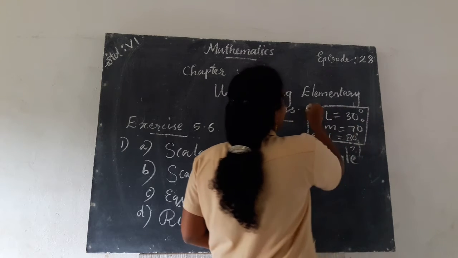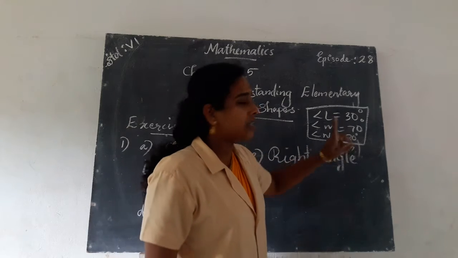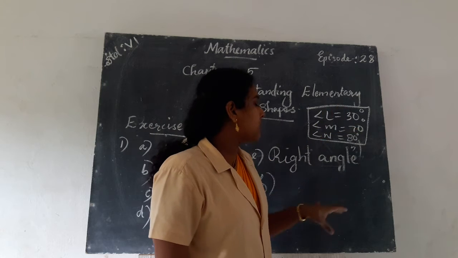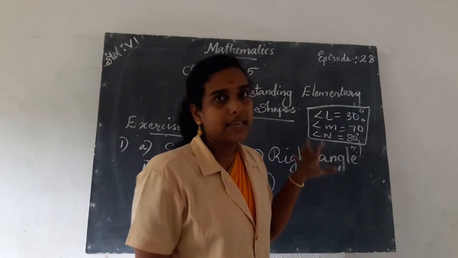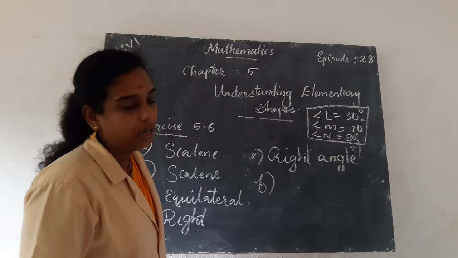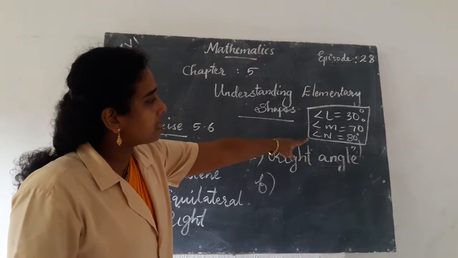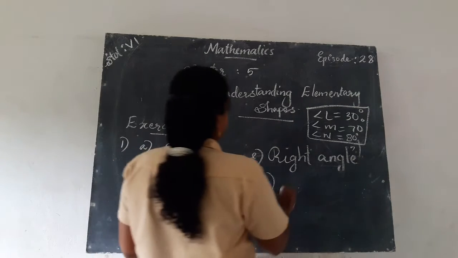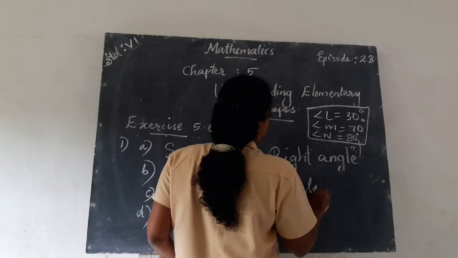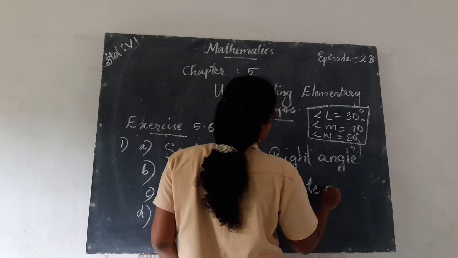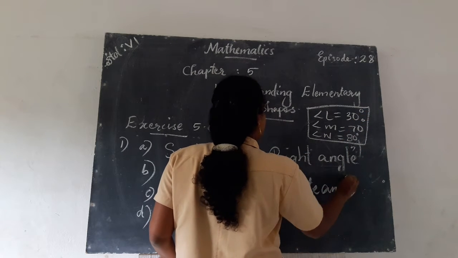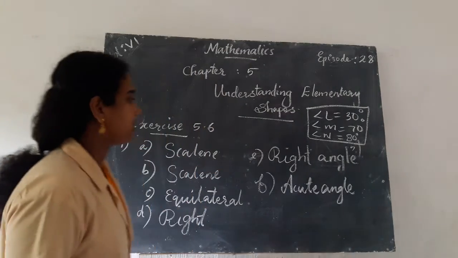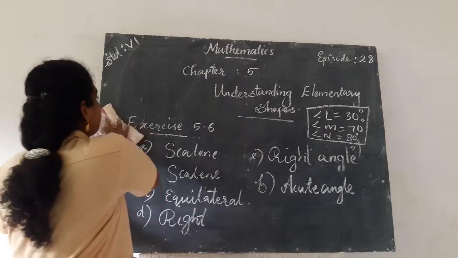All the angles are less than 90 degrees, or less than a right angle. So these three angles are less than 90 degrees, and if all three angles are less than 90 degrees, then it is said to be an acute triangle. So it is an acute angled triangle. These are the answers of the first question in our exercise 5.6.